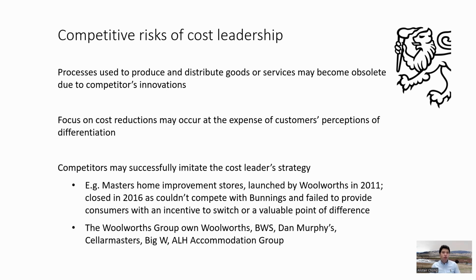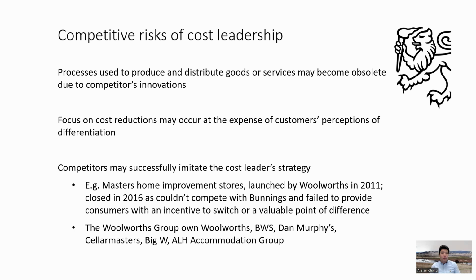So some of the competitive risks of cost leadership include processes used to produce and distribute goods or services may actually become obsolete due to a competitor's innovations. We look at the cost reductions that may occur at the expense of what customers value. And we've already said that value is paramount because that's what customers are after. Competitors may actually successfully imitate a cost leadership strategy.